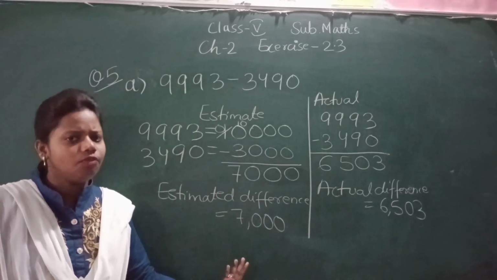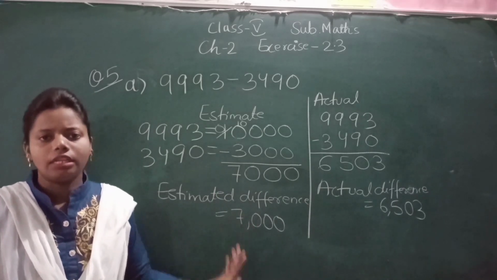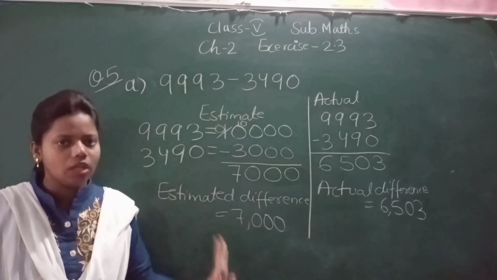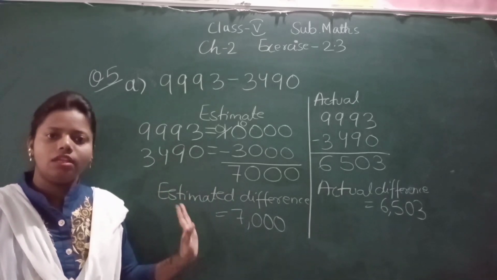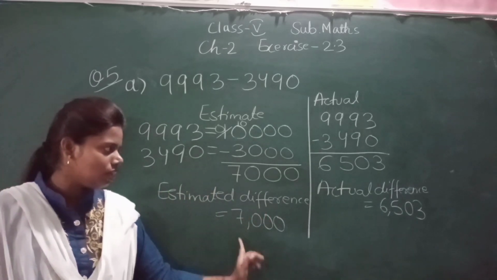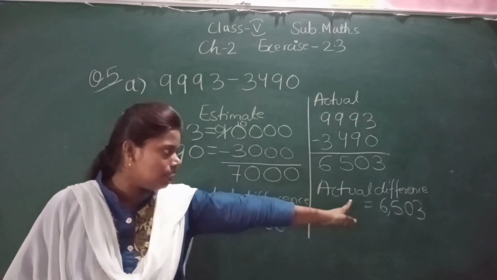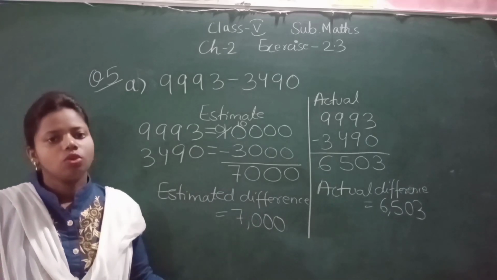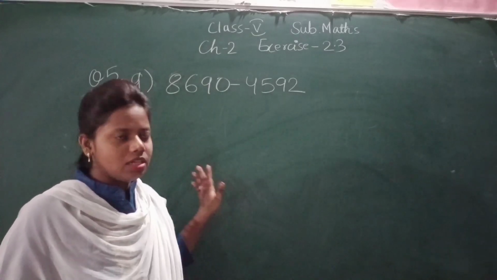The process is the same for both estimation of sum and estimation of difference. Here we have to find the difference, there we have to do the addition, we have to find the sum. So this one is the estimated difference, 7,000, and this one is the actual one, 6,500. Now let's do another question. Now let's see question number G.